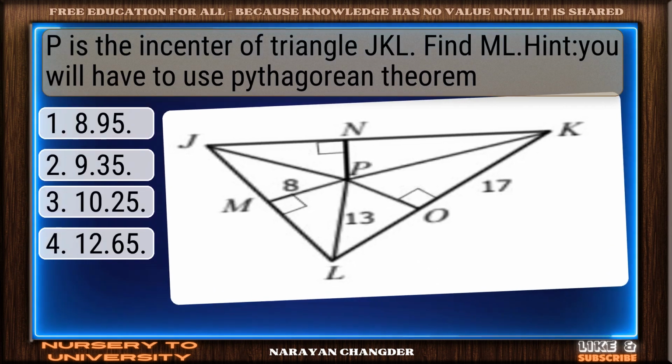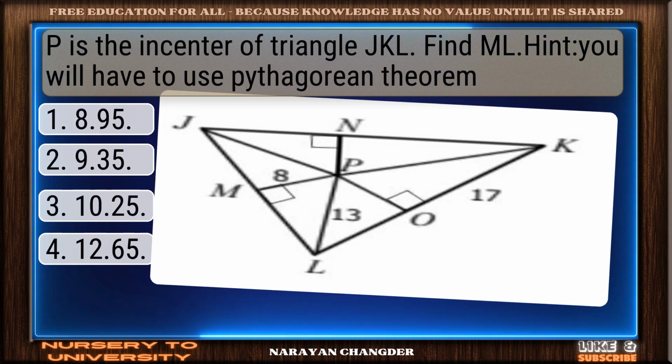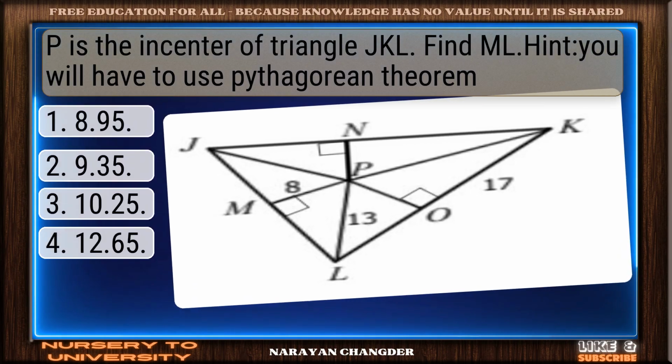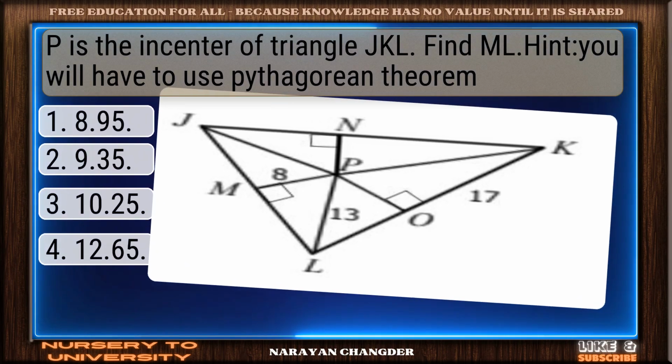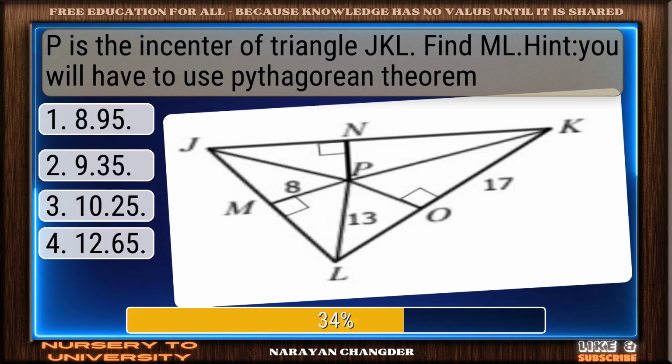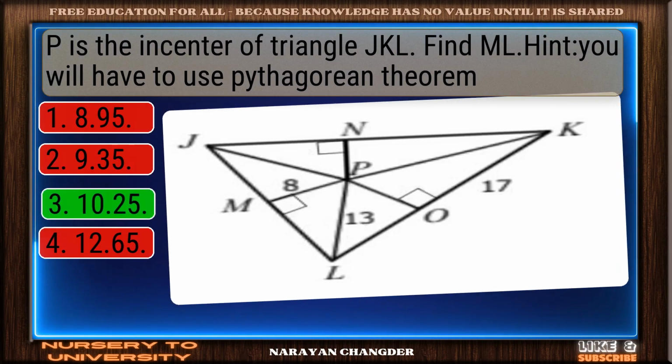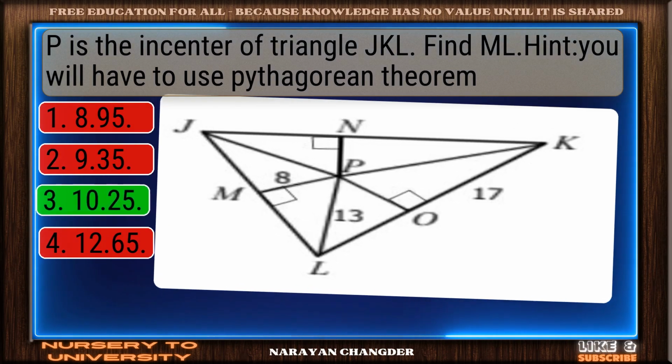Question number 3. P is the incenter of triangle JKL. Find MP. Hint: You will have to use the Pythagorean theorem. Sharp thinking. 2.5 is the right choice.